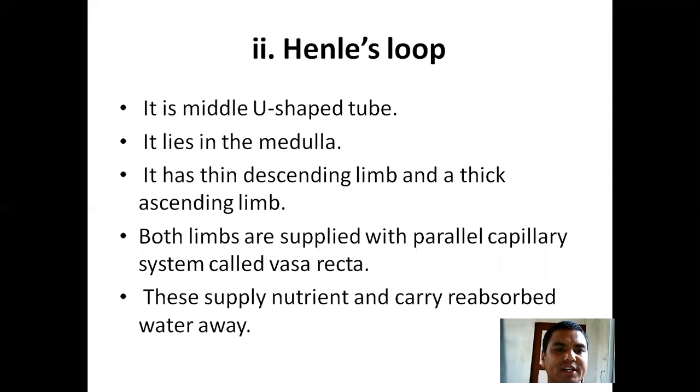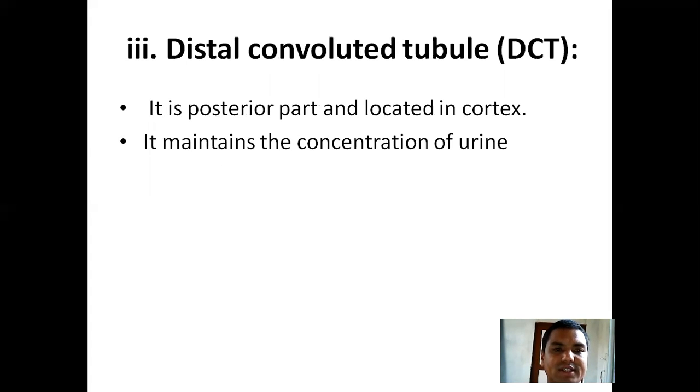Henle's loop is a middle U-shaped tube. It lies in the medulla. It has a thin descending limb and a thick ascending limb. Both limbs are supplied with a parallel capillary system called the vasa recta. These supply nutrients and carry reabsorbed water always. DCT is the posterior part and is located in the cortex.